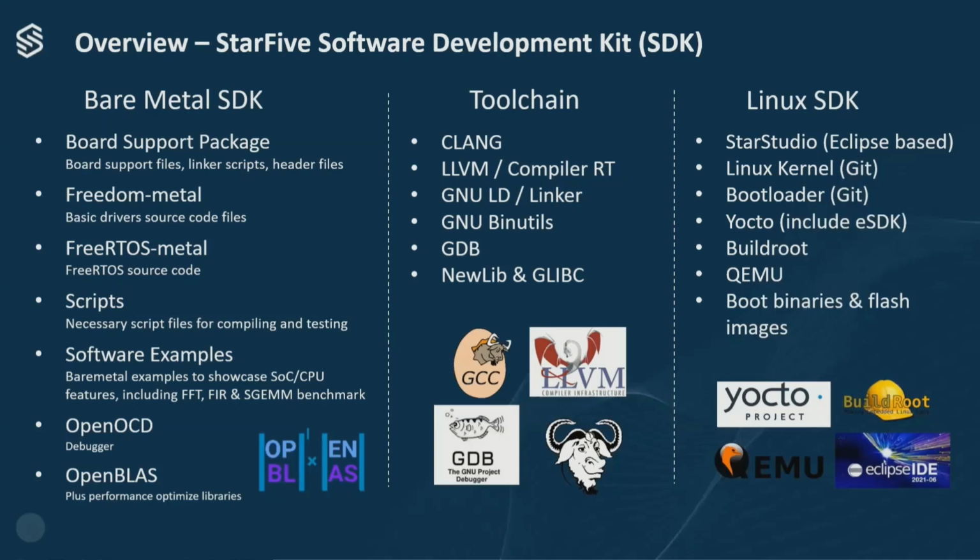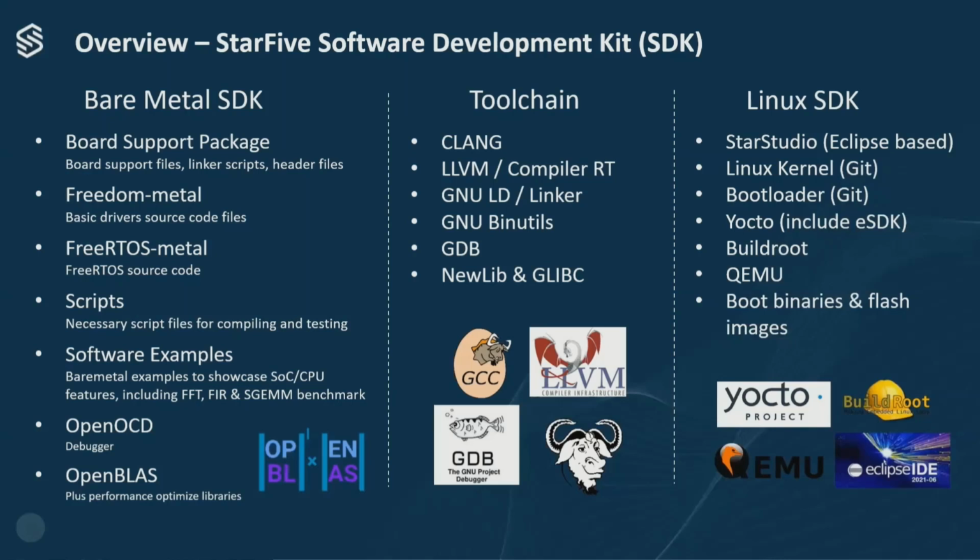Next is toolchain. We have our toolchain optimized for our own CPU architecture. For toolchain, we support both LLVM and GCC, and both toolchains support both bare metal and Linux. Finally, the Linux SDK is Yocto based. It contains standard packages like Linux and bootloader.